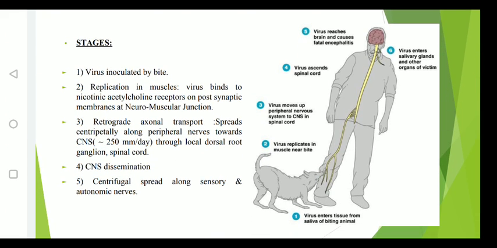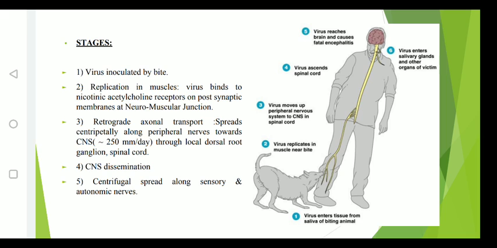Actually I have told you the mode of transmission is by the biting of an infected animal to the human. So we'll see what happens here. In the picture you can see the man is standing and the dog is biting the man. The first point: the virus enters into the tissues from the saliva of the biting animal. Once it bites, the open wound is there, and through the open wound the virus moves inside.